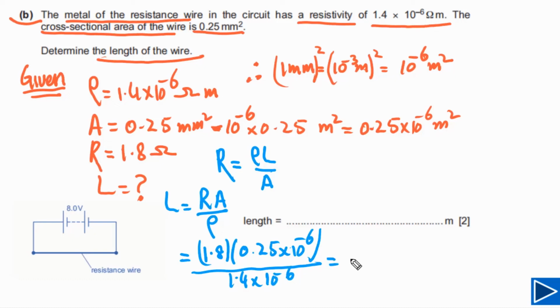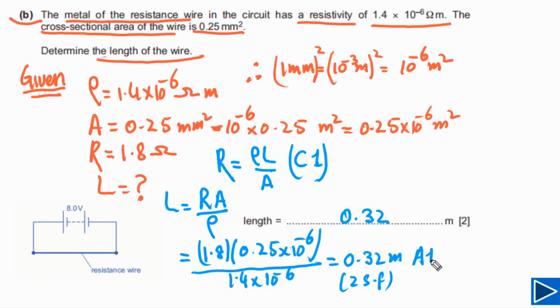If we solve this one, our final answer will be 0.32 meters up to 2 SF, because our raw data has 2 SF. So this is our final answer for this question. And this question has 2 marks. You will get the first mark, the C mark, if you have used the right formula. And the second mark you will get if you have got the right answer. I mean, if you got the right answer, you will get 2 marks.